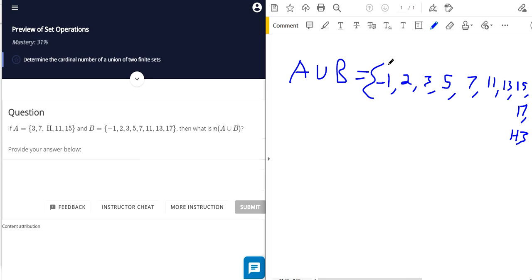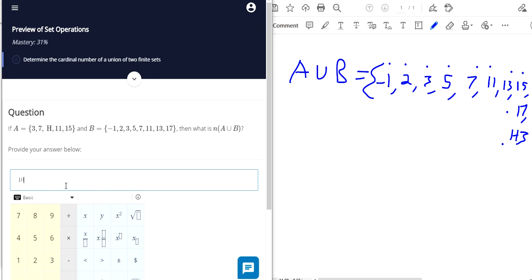The cardinality, remember, is just the number of elements. 1, 2, 3, 4, 5, 6, 7, 8, 9, 10. There's 10 elements in that union set.